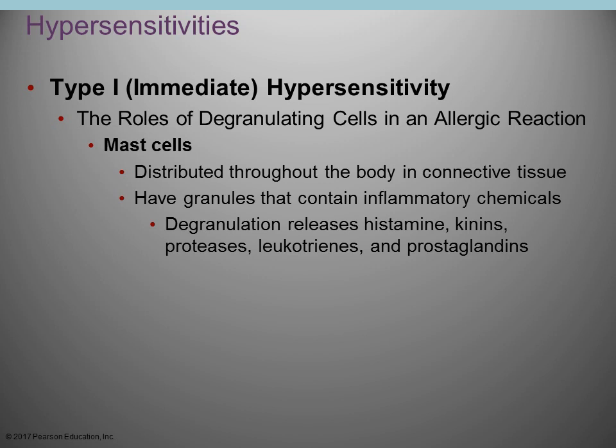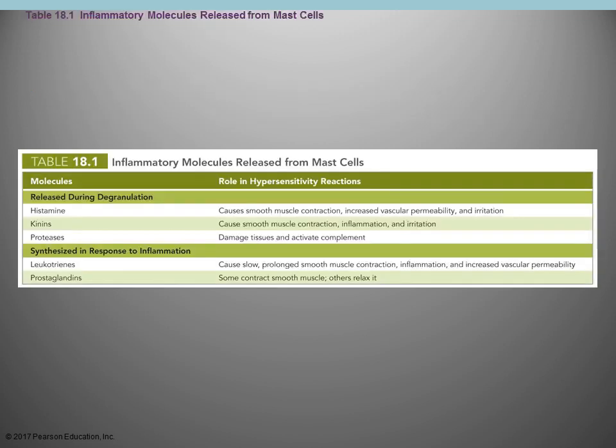A lot of those are due to high concentrations of these inflammatory chemicals that get released when the antibody binds. What are some of these molecules? Things such as histamine, which causes irritation and causes smooth muscle contractions. It increases the permeability of the blood vessels. Another molecule are the kinins. They also trigger the inflammatory response. They also trigger smooth muscle contraction.